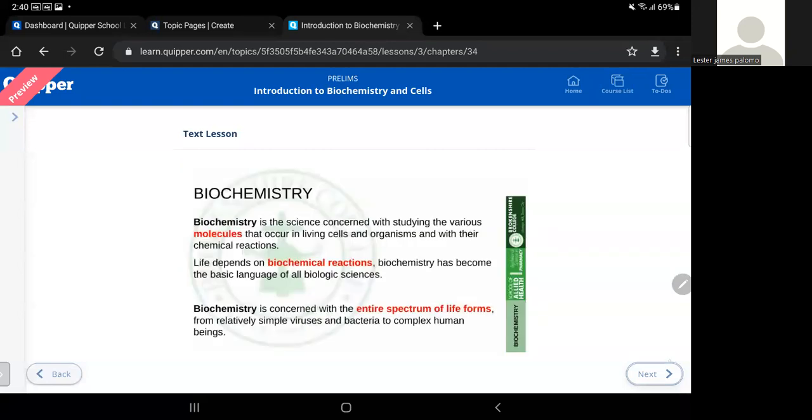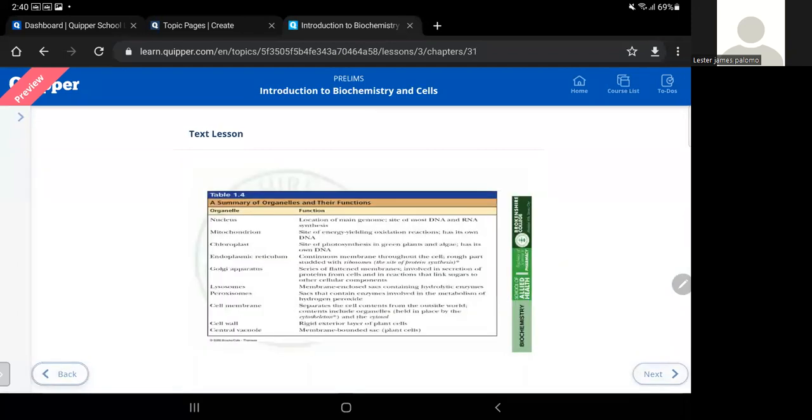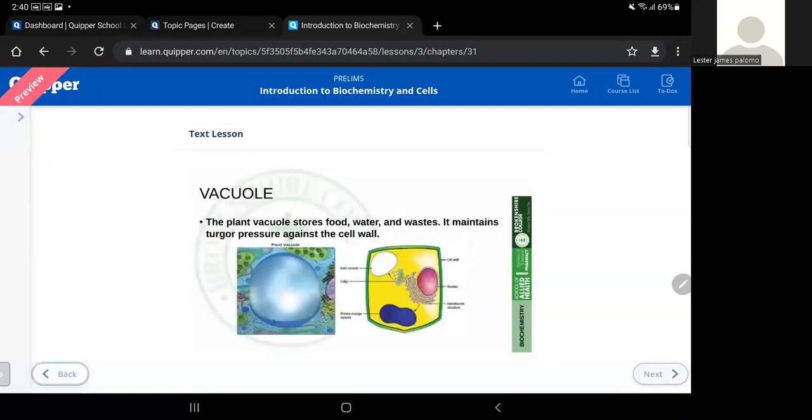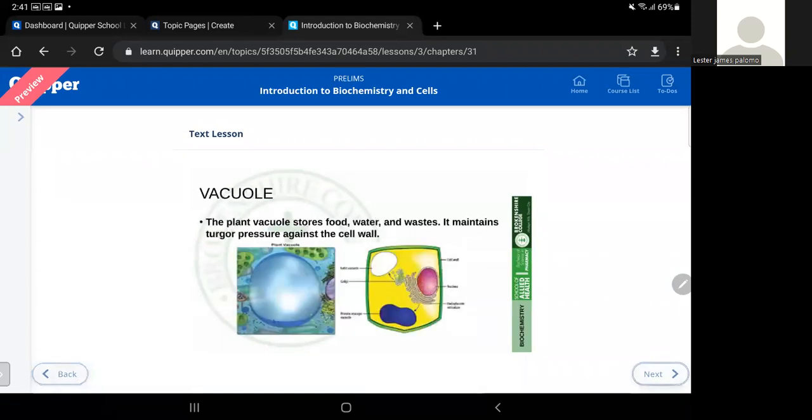Yes, I think we're done. The last one is your vacuole. Of course, your vacuole, wala siya sa animals. It is more on the plant cell, di ba? Kasi si vacuole is the source of food, water, and waste. It maintains turgor pressure against the cell wall.